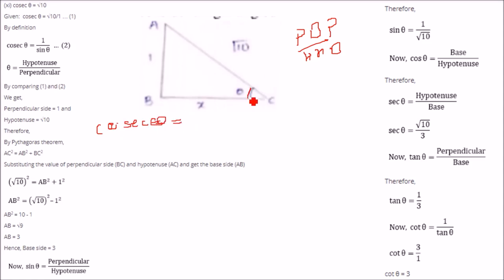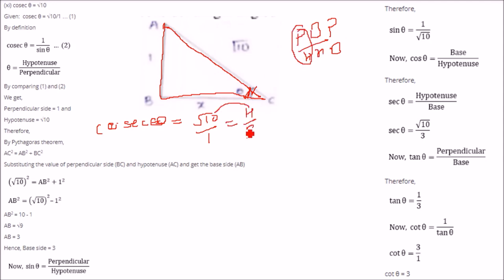Cosec theta, let us assume this should be theta. We are making a triangle. Now this is theta. Let us say it is an angle of C. This is angle C. And in this, we have cosec theta equal to under root 10, that is under root 10 by 1. Cosec theta is what? It is the reciprocal of P by H. So hypotenuse by perpendicular. Hypotenuse is under root 10 and perpendicular is 1.